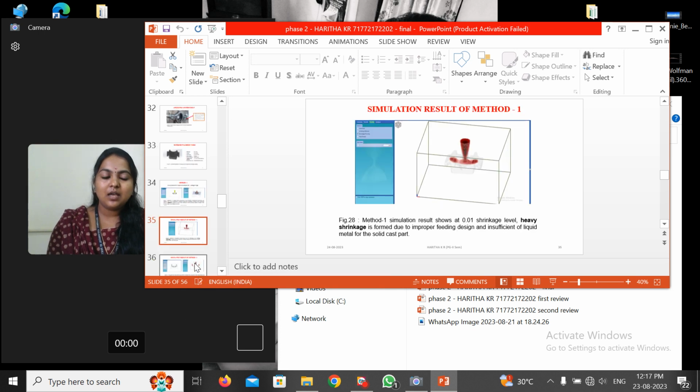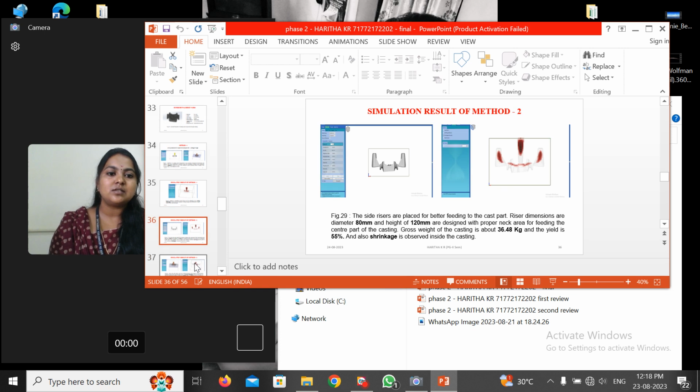So here heavy shrinkage is observed because the metal flow is reversing. With the feeder as well as the component thickness, the molten metal is not sufficiently filling the cavity at all, so it is causing the heavy shrinkage.